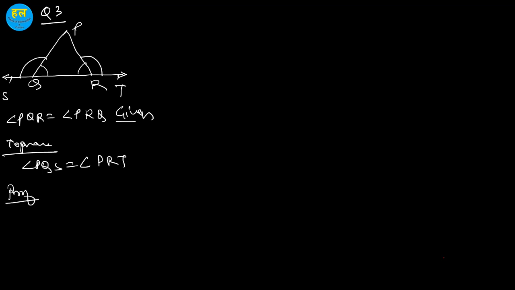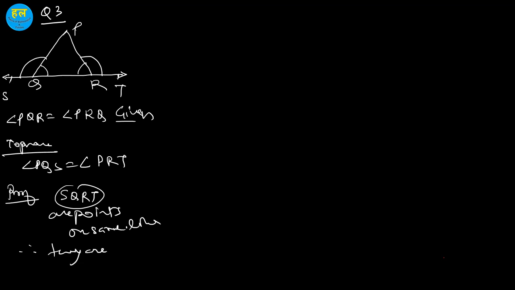Here we see that S, Q, R, T are points on the same line. Therefore, they are collinear points, right? This is what we get. And angle PQS is equal to angle PRT. This is also given.